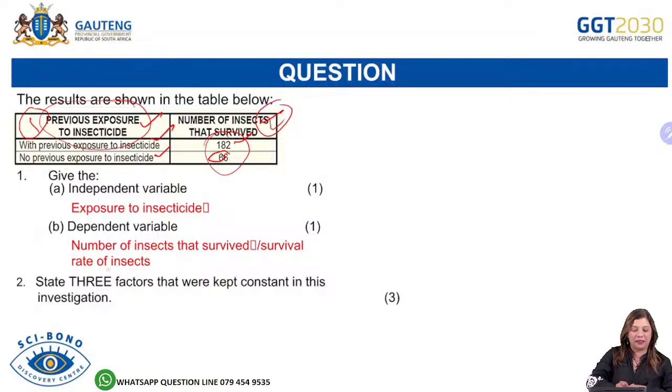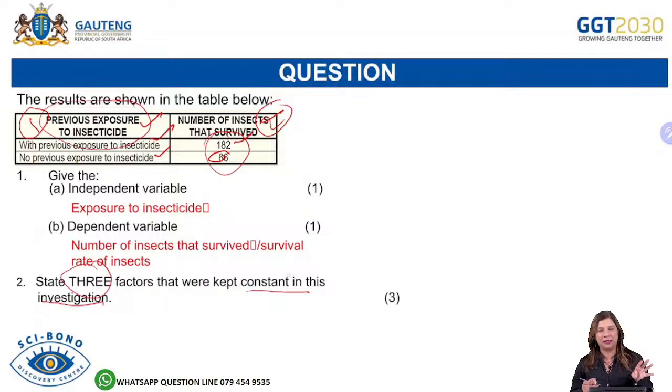State 3 factors that were kept constant in this investigation. So if something is kept constant, then they want the experiment to be credible. Okay? So what did they keep constant? Remember, I was saying they're writing same this, same that, same that. So those are the things that they kept constant.